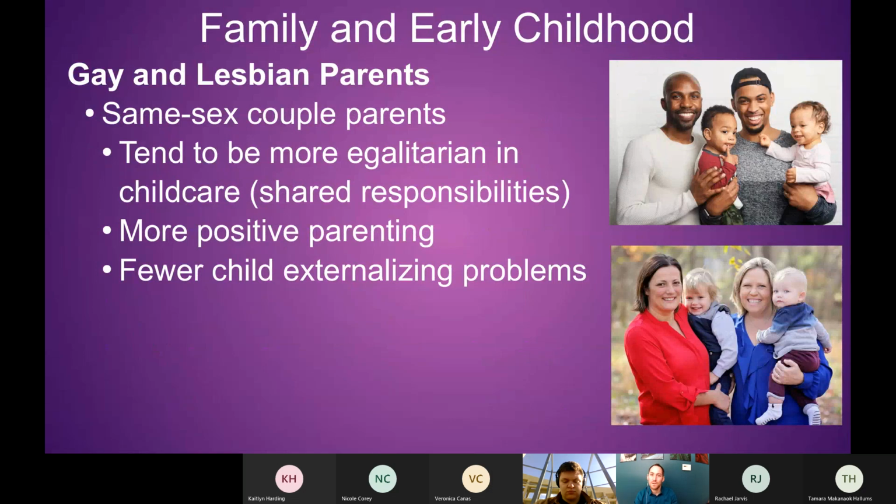There are a few differences in parenting comparing same-sex parents to heterosexual parents. They do tend to be more egalitarian in their shared responsibilities around the home and the family. So maybe both of them are working, or both of them are taking as many responsibilities with the child, sharing more equally than most heterosexual couples with a man and a woman as the parents. It tends to be more positive parenting, and the children tend to have fewer externalizing problems. Those are the things we might observe as an outside observer. But not a very big effect size, or not a very big percentage difference.